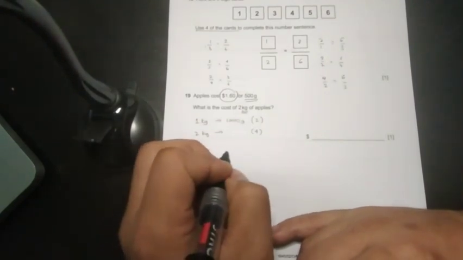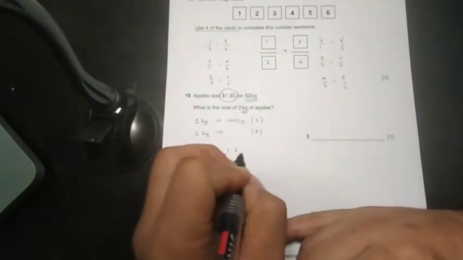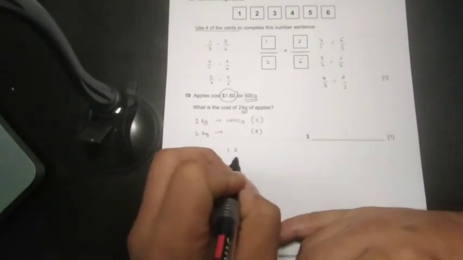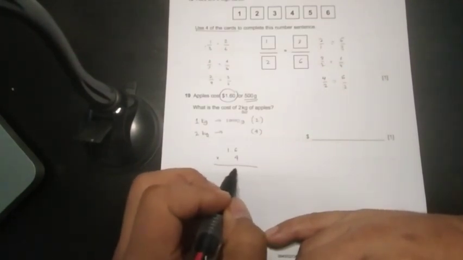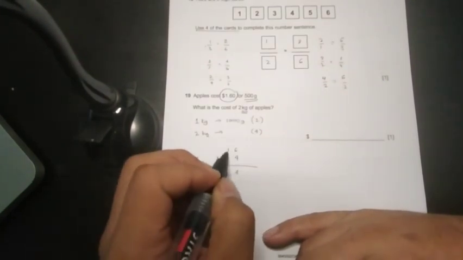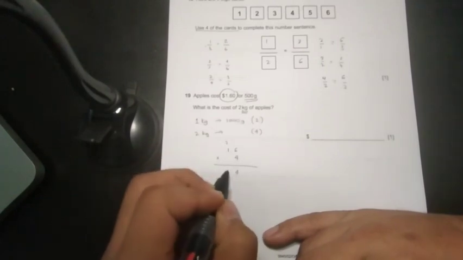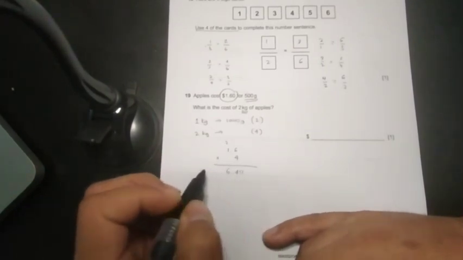Which means that for you to know how much you're going to pay, you have to multiply 1.60, or 1.6, by 4. So the answer there will be $6.40. Okay, so you don't need to write the unit because the unit is already there. Okay, move along.